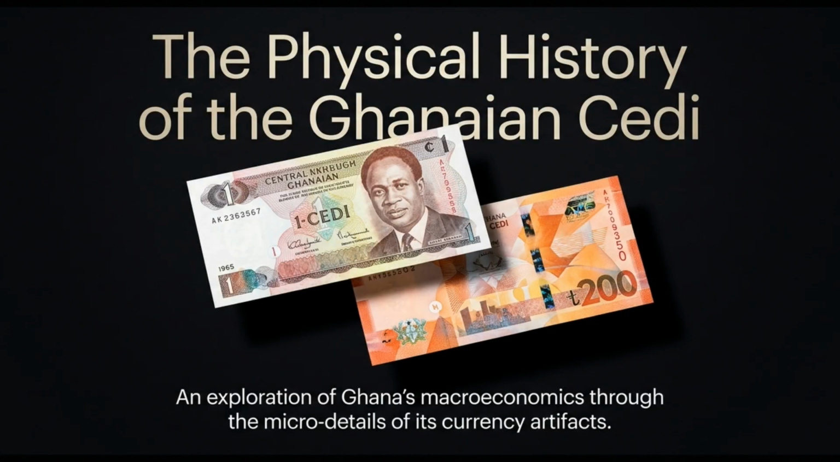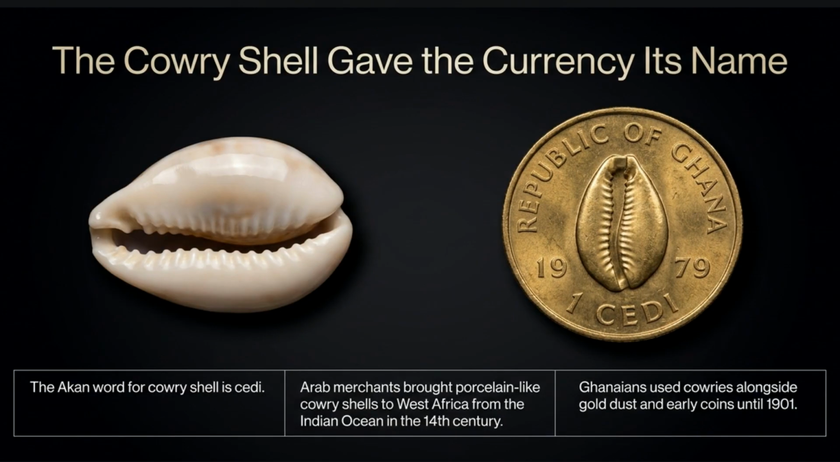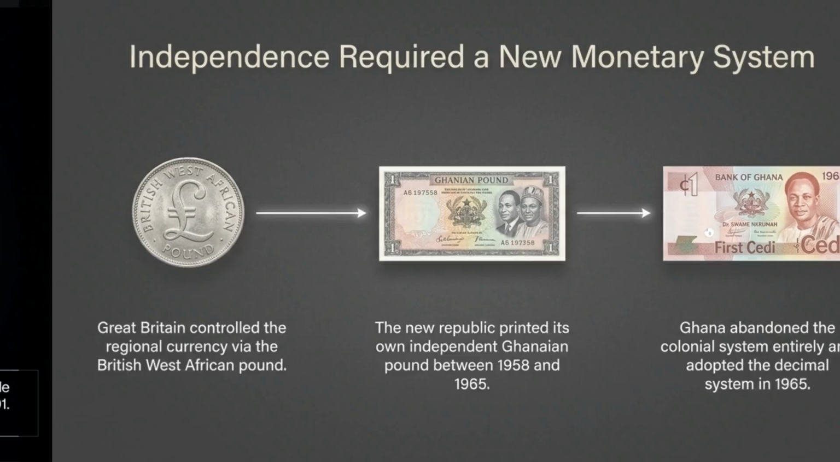This video explores the history of the Ghanaian Cedi, examining the country's macroeconomic journey through the evolution of its currency artifacts. The name Cedi comes from the Akan word for cowry shell. Arab merchants introduced these shells to West Africa in the 14th century, and they remained a form of currency alongside gold dust and coins until 1901.